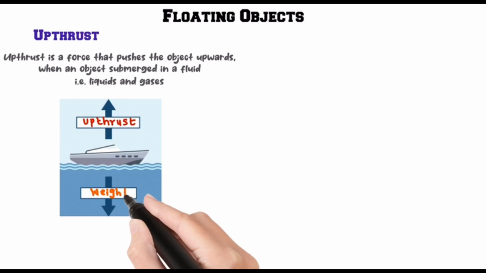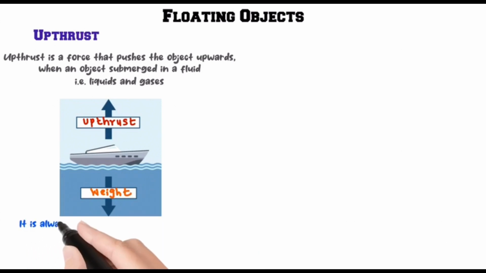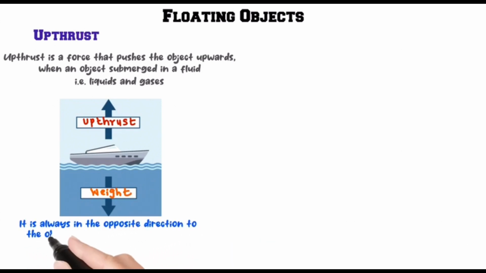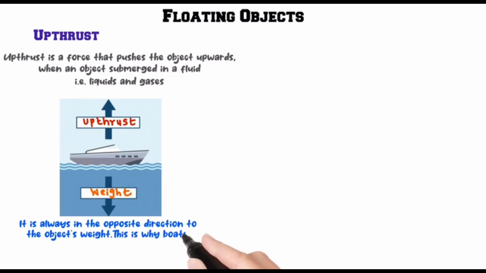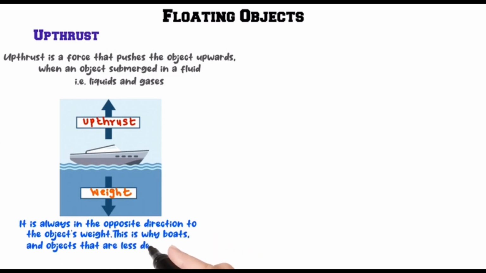And this is the weight of the boat acting downward. Upthrust always acts in the opposite direction to the object's weight. This is why boats and objects that are less dense than water float.